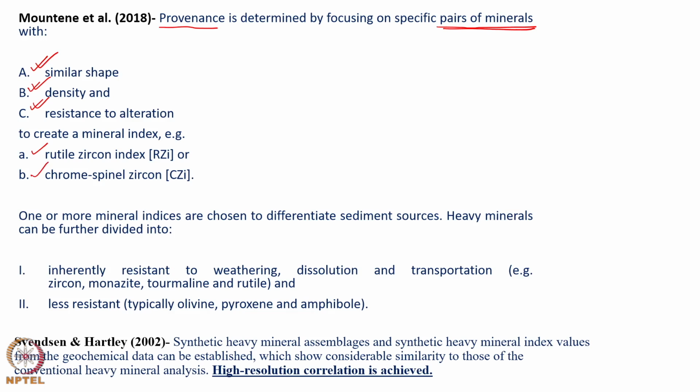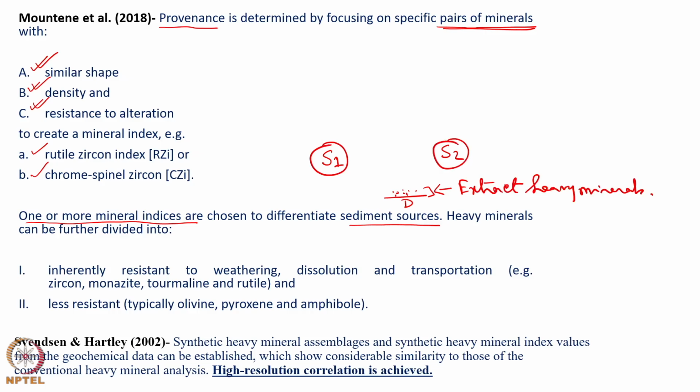For example, the rutile zircon index is useful in provenance studies, and the chrome spinel zircon index is also useful in provenance study. The sediment source can be differentiated, that is, a single depositional site of rocks with more than one source of sediments can be worked out based on one or more mineral indices. For example, here is source 1 and here is source 2, and this is the place of deposition. Some deposition has happened. We pick up this material, extract the heavy minerals and comment on S1 and S2.